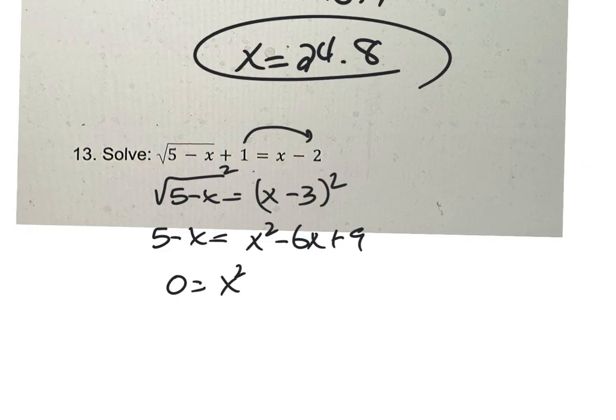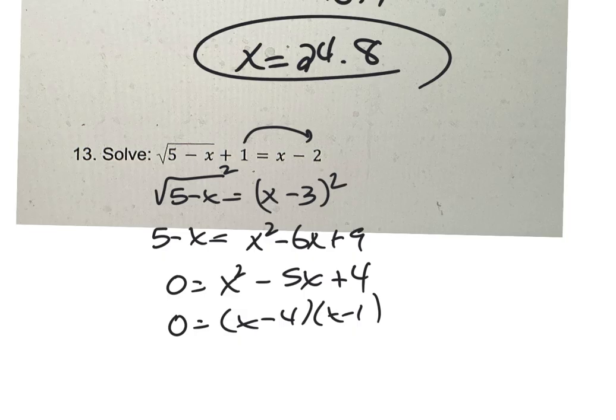So moving the x over, it gives me negative 5x. Move the 5 over, it gives me plus 4. Thank goodness. All right, so I can factor that, x minus 4, x minus 1. So my two answers are 4 and 1 maybe. Plugging those back in, the 1 does not work for sure. The 4 is good.